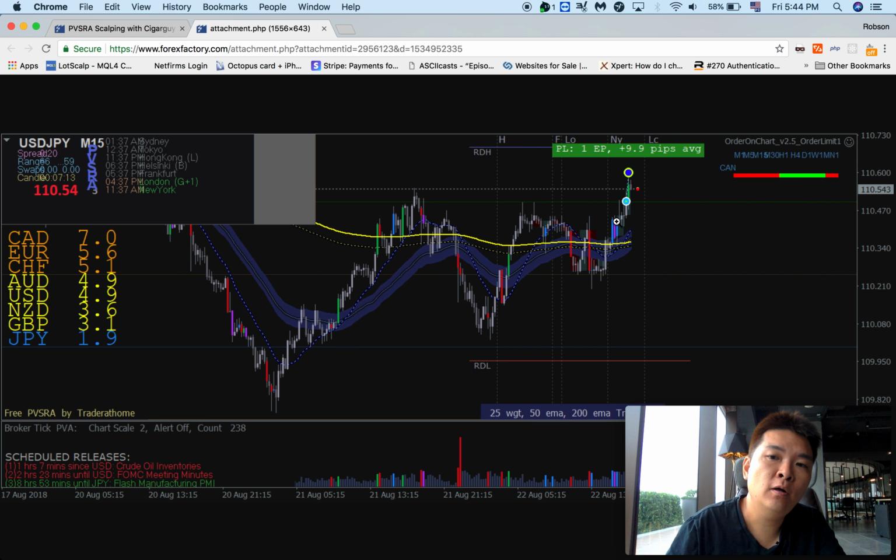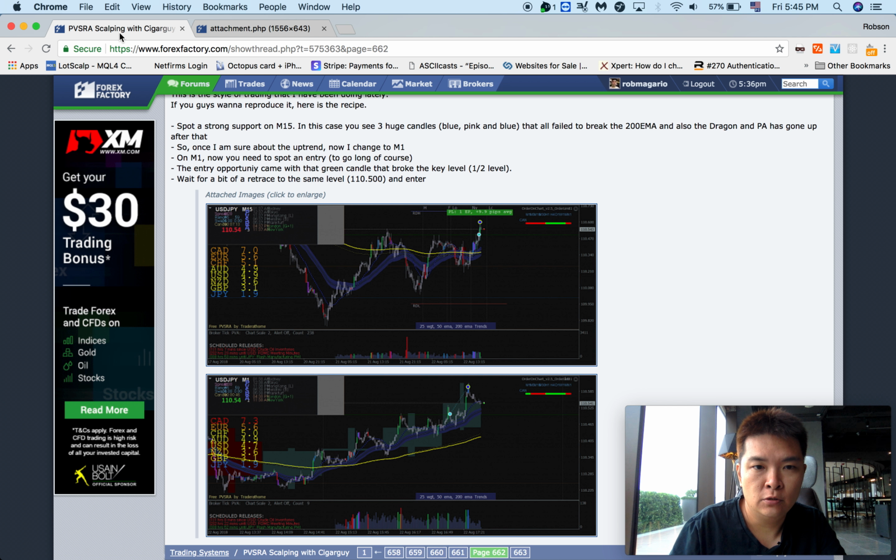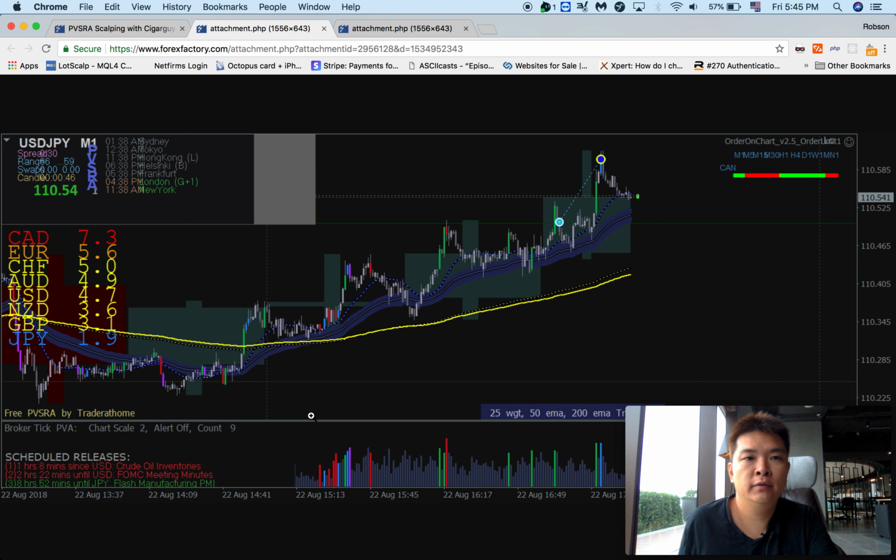Okay, so once I spotted these 3 candles and I spotted that price was going up again, what do I do? Do I enter immediately after that? No. What I do is I change to M1 and I try to spot an opportunity to open a buy position. So now I go to M1, and what I can see at M1 is this green candle, which is huge, with huge notable volume. And this green candle has broken the previous high.